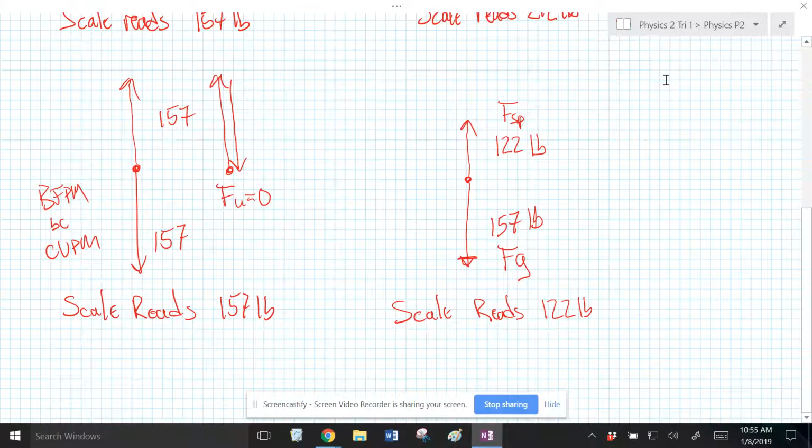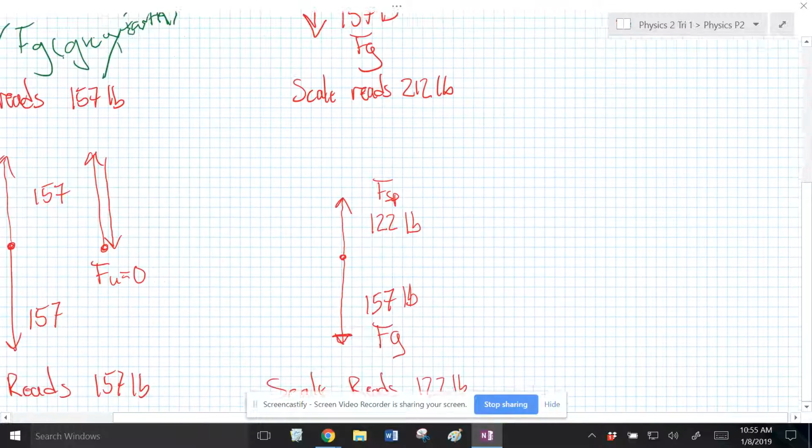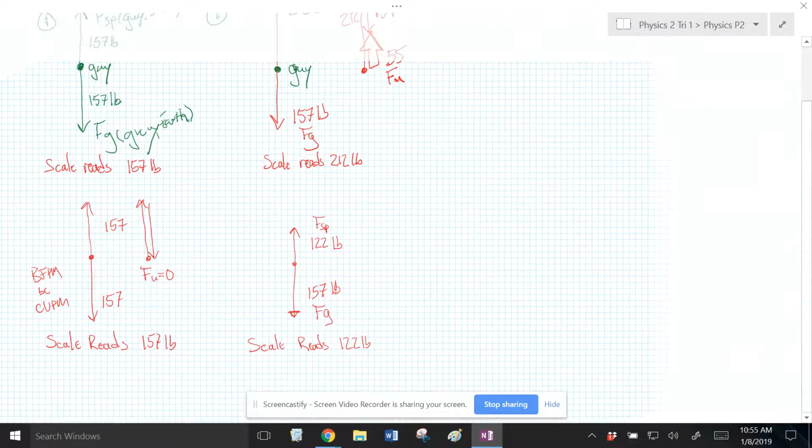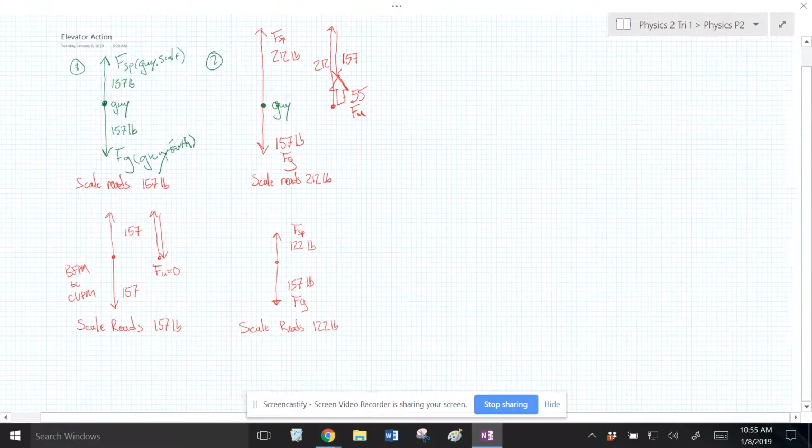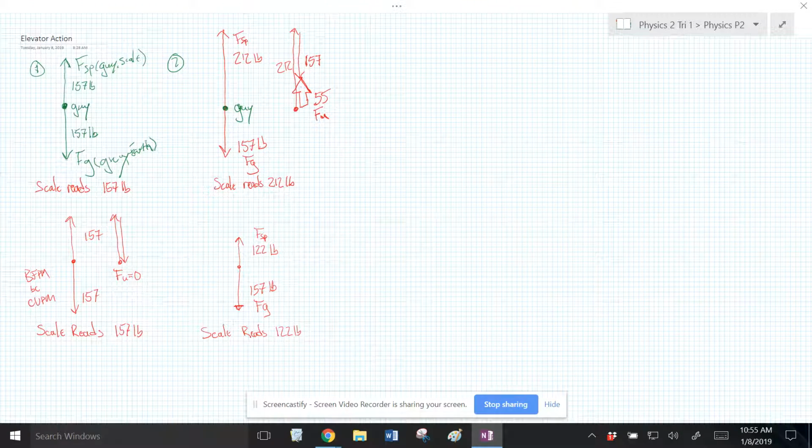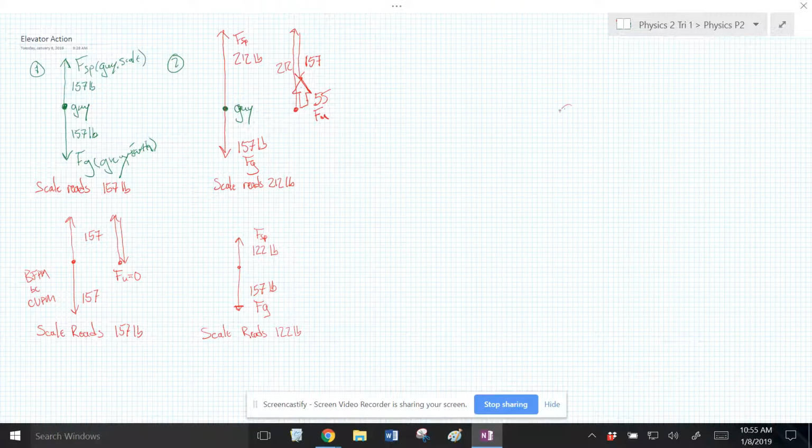All right, we're going to wrap up the elevator action here real quick. Basically, what I need to do is take these two situations where the forces are unbalanced and analyze them to figure out the acceleration of the object based on the unbalanced force. Our guiding equation, the one you came up with in the lab, says the acceleration is equal to the unbalanced force divided by the mass.